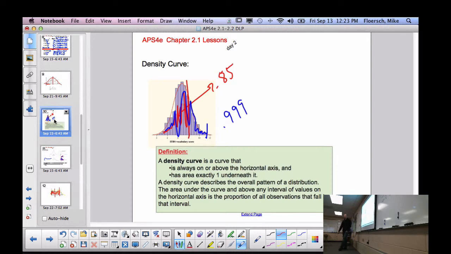Okay, let's talk about density curve real quick. I don't know if you need any notes on this, just pay attention. In fact, don't write notes on this. This is good common sense. Density curve, this is in your book, but I got a green box.